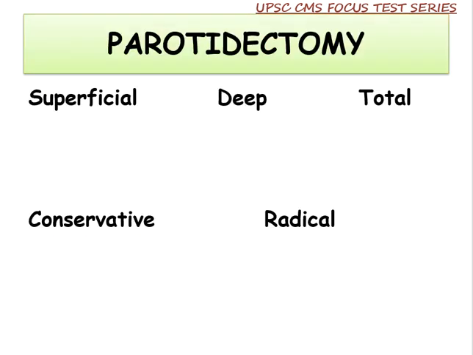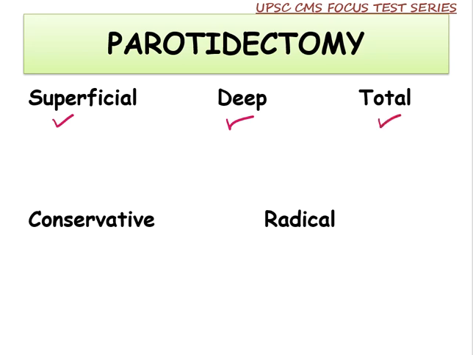Before I wind up the discussion, let me give you some brief idea about parotidectomy. You can see that I have written superficial, deep and total, which is one category. What is called superficial? Superficial means superficial to the facial nerve, you call it superficial parotidectomy. If you do the dissection deep to the facial nerve, it's called a deep parotidectomy. Total parotidectomy means where both the superficial and the deep portions of the gland are removed.